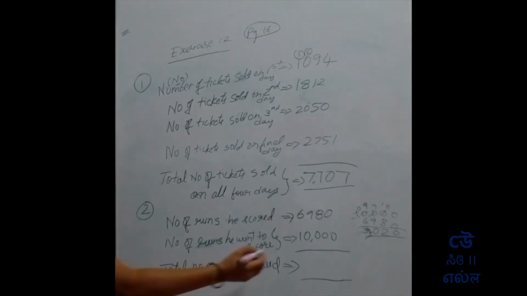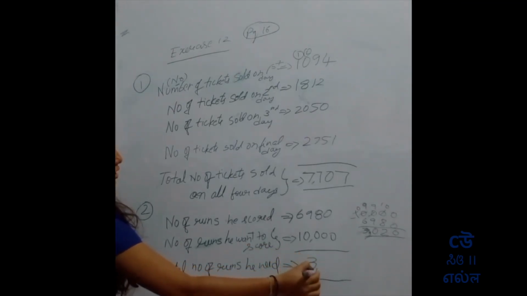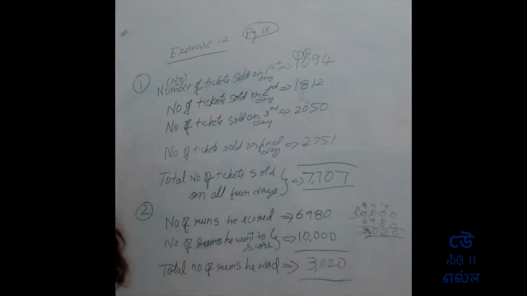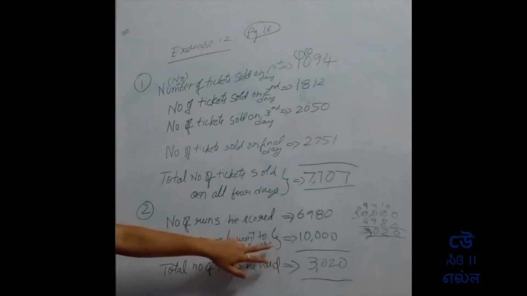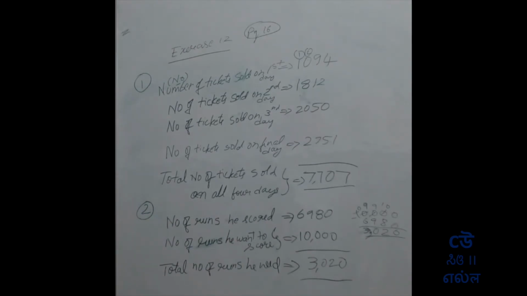So what is the answer you got, children? 3020. Still you have to score 3020 runs to complete 10,000. So still how many runs are left? You have to complete still 3020 runs to reach the target. So you have to subtract 6,980 from 10,000. Then you will get the answer.